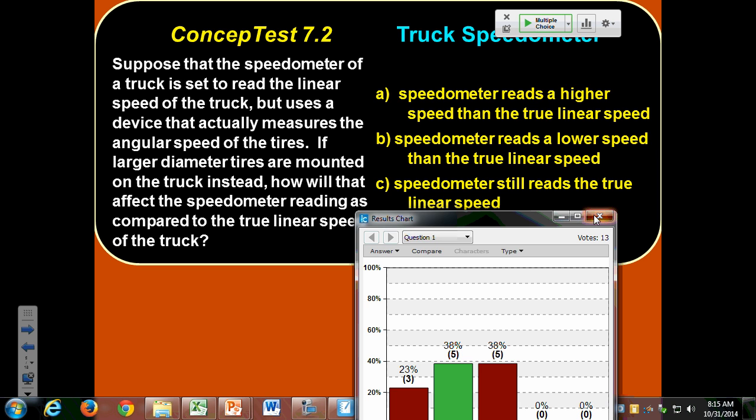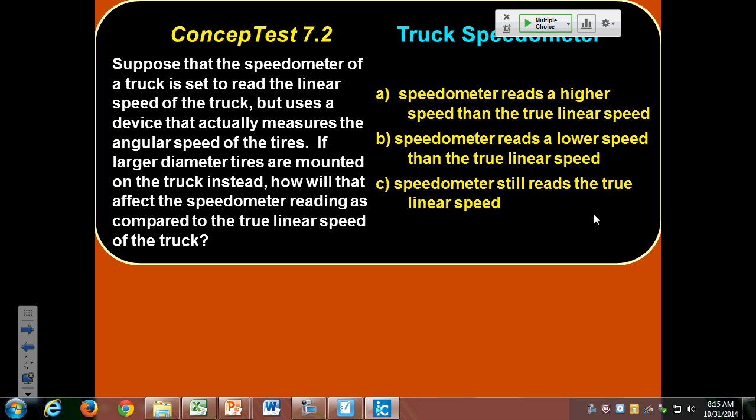I think it's the right answer. Let me show you. Let's imagine that I have this tire right here. It goes around at a certain angular velocity. But then I put a bigger tire. I'm still going around at the same angular velocity. So on both of these, the car would read the same speed, right? Because you're going around at a constant angular velocity. But the car thinks that you have a wheel that's this size. Your speedometer, the computer, thinks your wheel is this size.